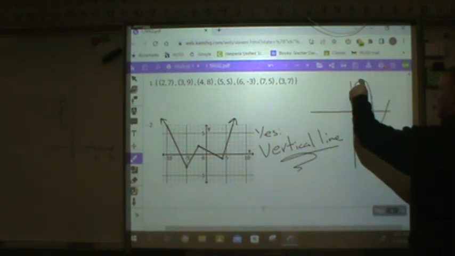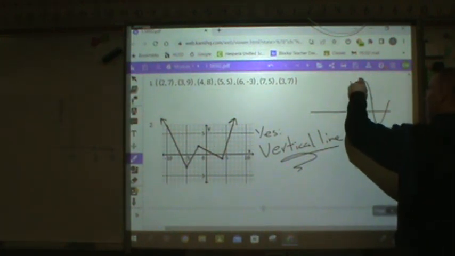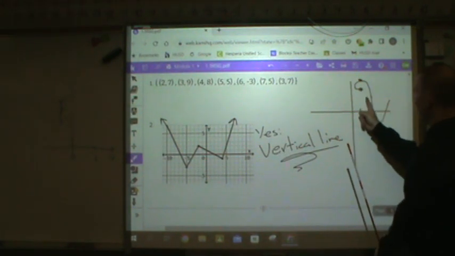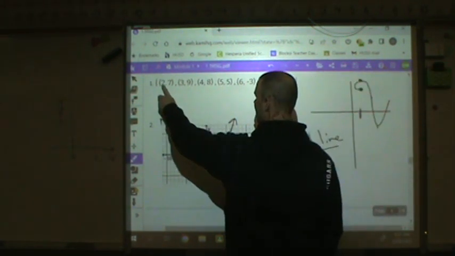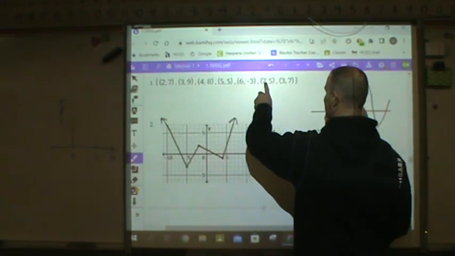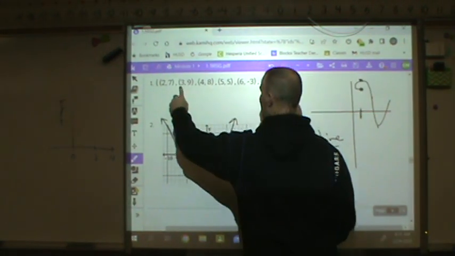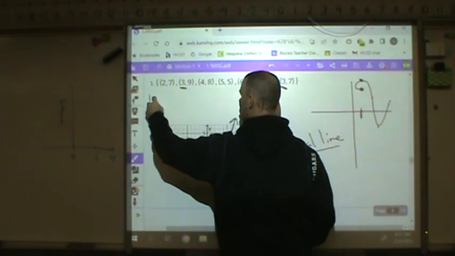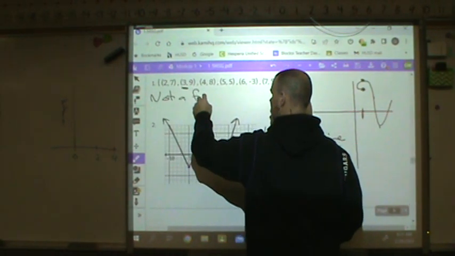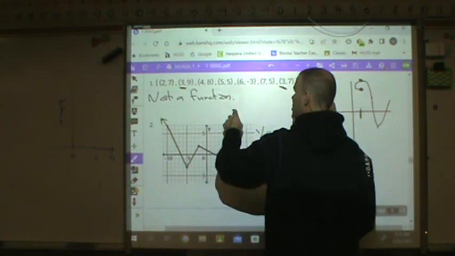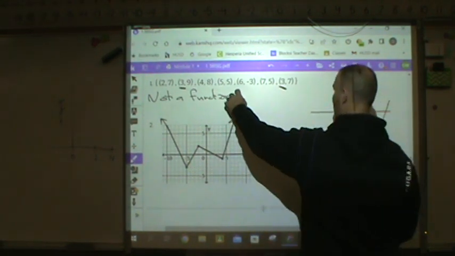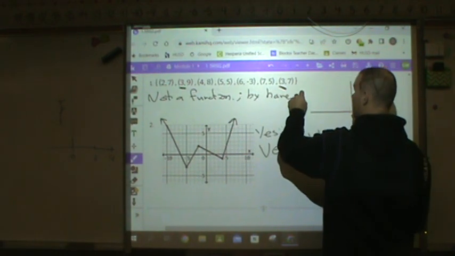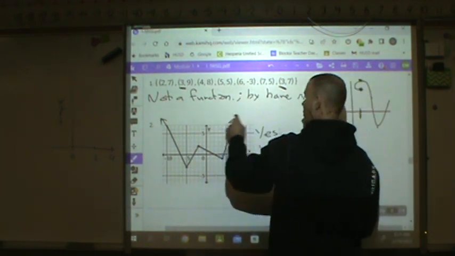Well, what happened? Right here and right here, these two points would have the same x value. So let's look: 2, 3, 4, 5, 6, 7, 3. Right here, I have repetitive x values. So this is not a function. So how do I make it a function? Well, I make it a function by having non-repeating x values.